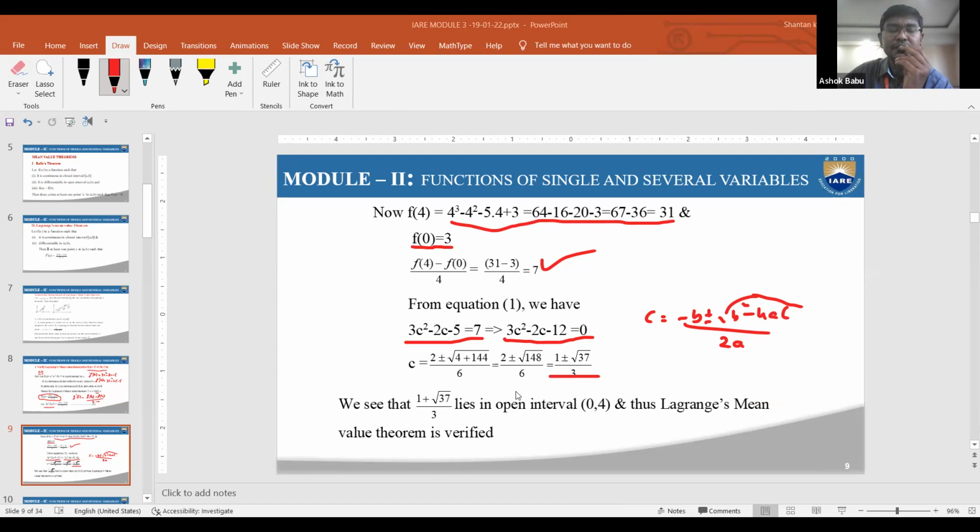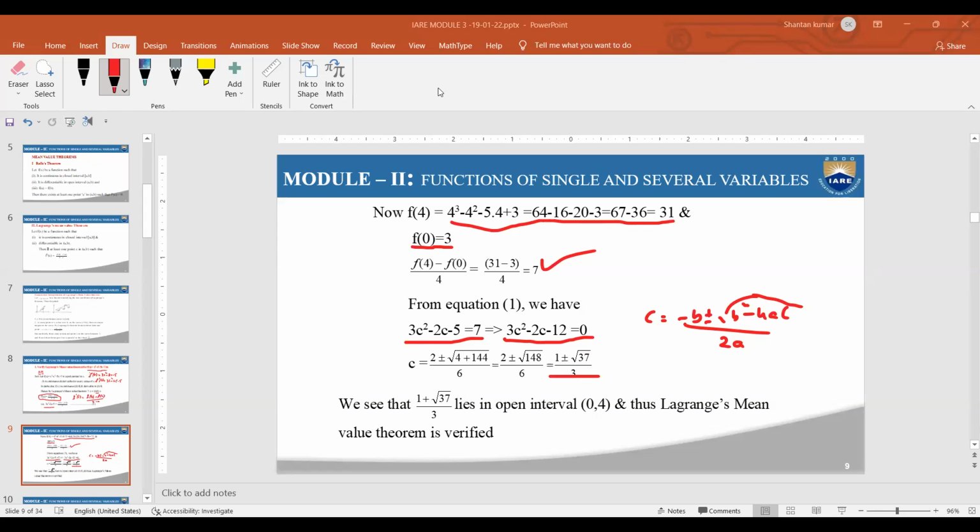I think all are clear. All are clear? Please try to understand at least one problem, and based upon that, all the problems are the same. That is why I instructed in the last class, even on WhatsApp, that you try to understand Rolle's theorem. If you understand Rolle's theorem, then this is easy to understand.